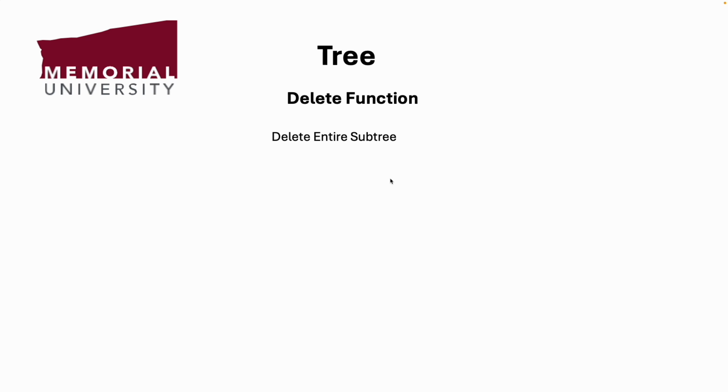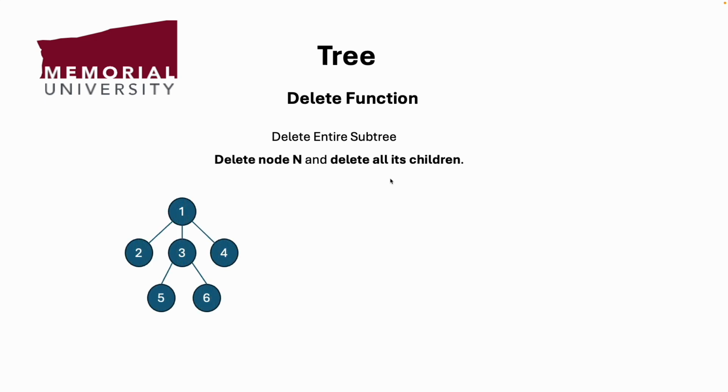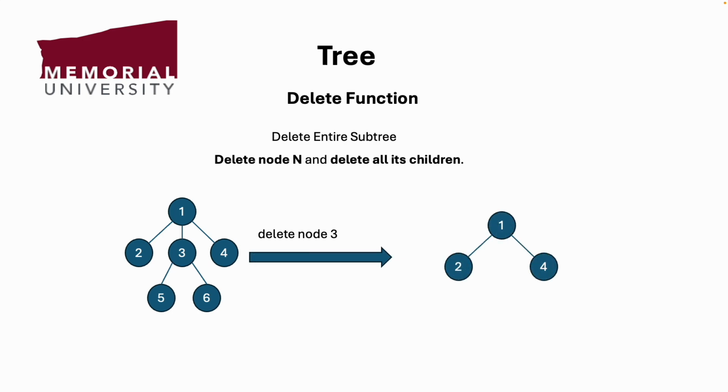Now, the deletion function. The first type of deletion is to delete the entire subtree. It means deleting the node n and also deleting all its children. For example, in the same example here, if we want to delete node 3, we delete the entire subtree of node 3, and it becomes this new tree after the deletion is processed.